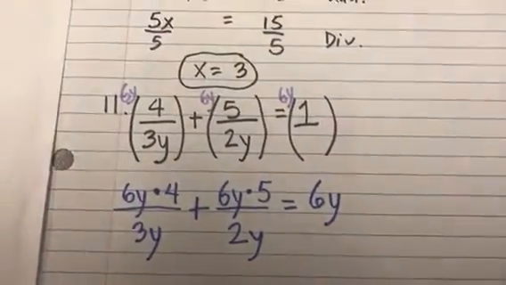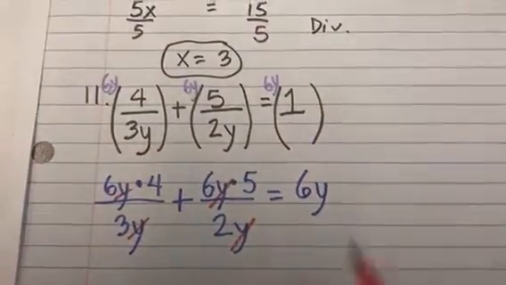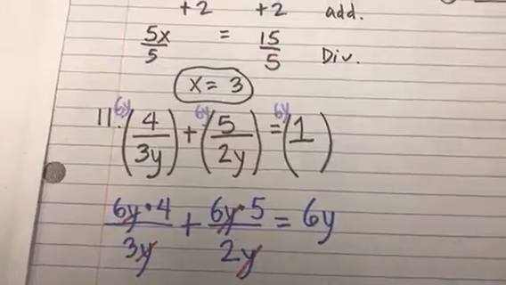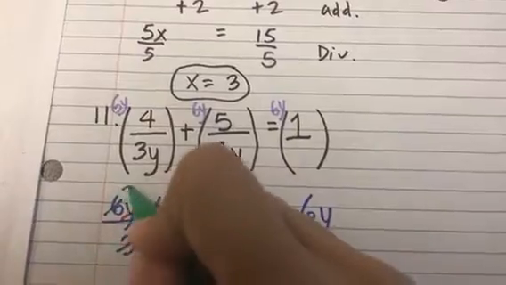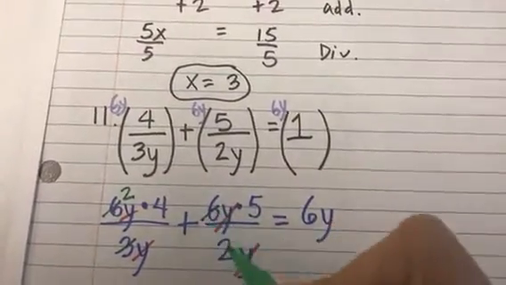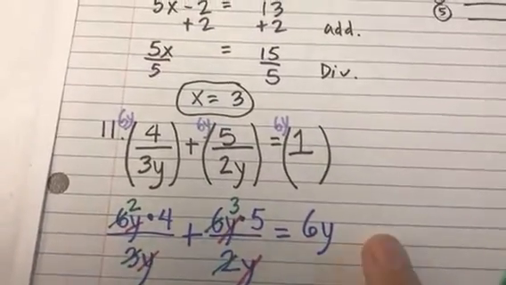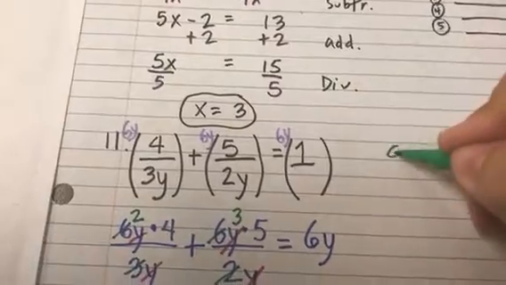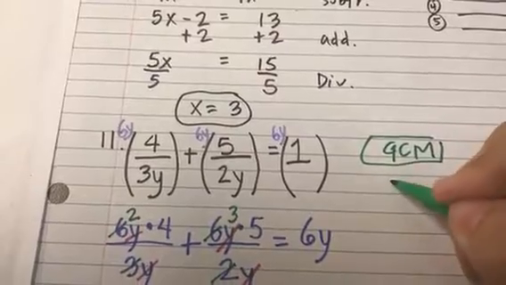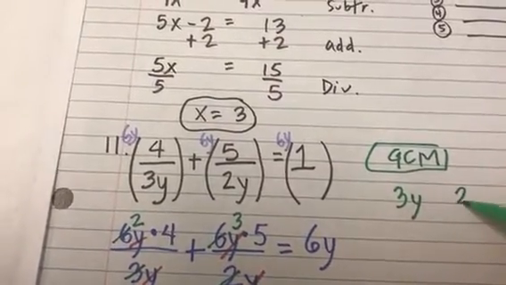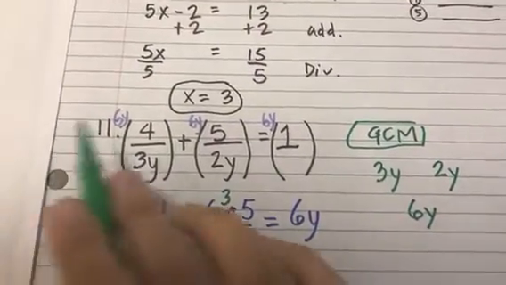When I do that, notice quite a lot cancels. y divided by y is 1. y divided by y is 1. Now we don't have y in the denominator. I can also cancel: 6 divided by 3 is 2. 6 divided by 2 is 3. Now I have nothing in the denominator, and that's what I wanted to do. So step 1 was find a greatest common multiple, and the greatest common multiple of 3y and 2y is actually 6y, okay? And notice it worked perfectly.